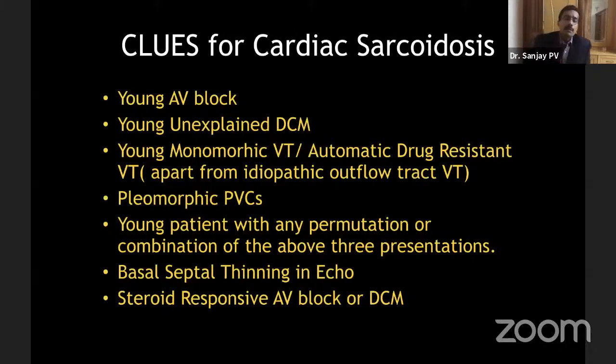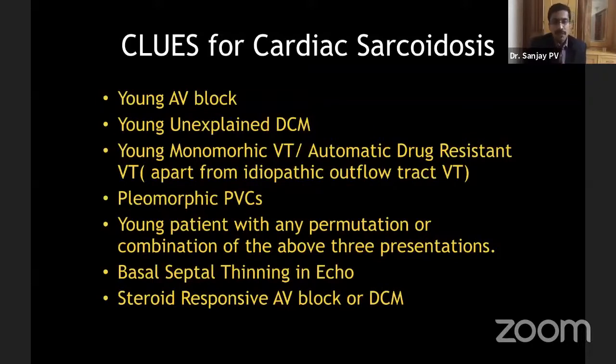In a young patient with unexplained DCM, you are justified. A young patient with a monomorphic VT, usually an automatic, drug-resistant VT. But in a young patient, as Javed sir told us, the most common forms of VT are idiopathic outflow tract ventricular tachycardia, which are very, very amenable to ablation. So that's a completely different subset. You identify them by their morphology.